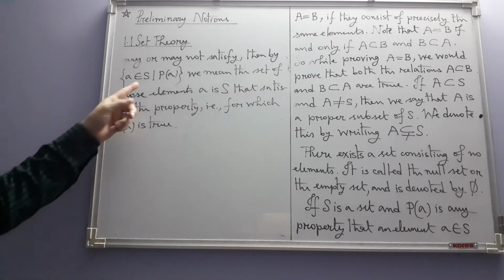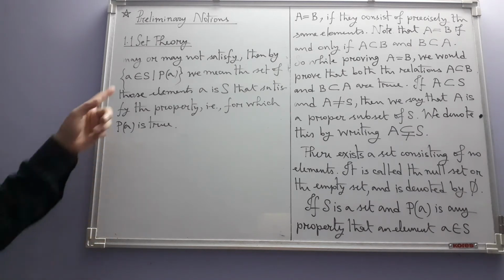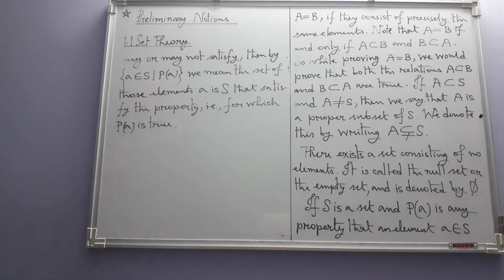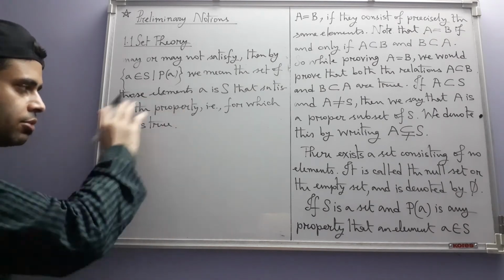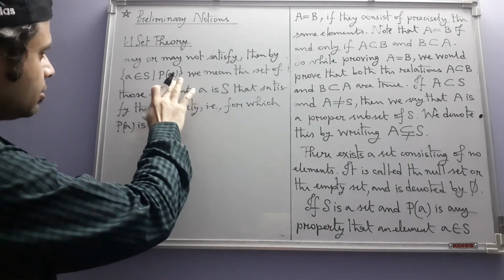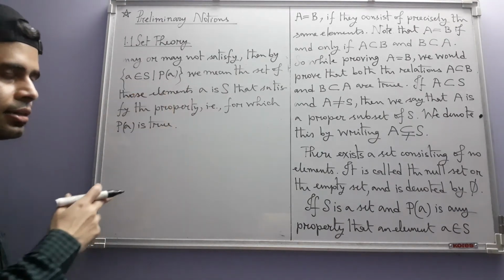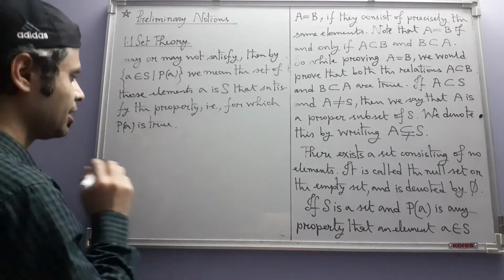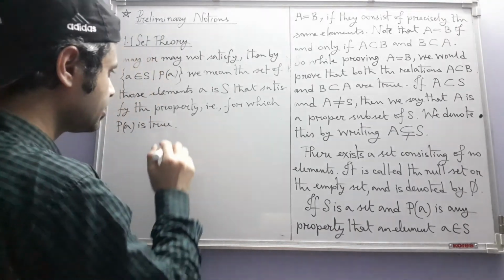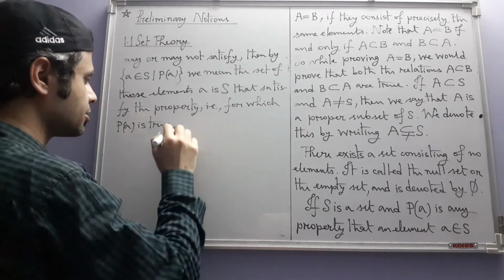Say for example, if S is the set of all integers and P(a) is the statement that a is an even integer or a is a positive integer, then there is that question of P(a) being true or not. So this set will denote the set of those integers that are, say, positive. In fact that is the example that we will take to understand this situation.